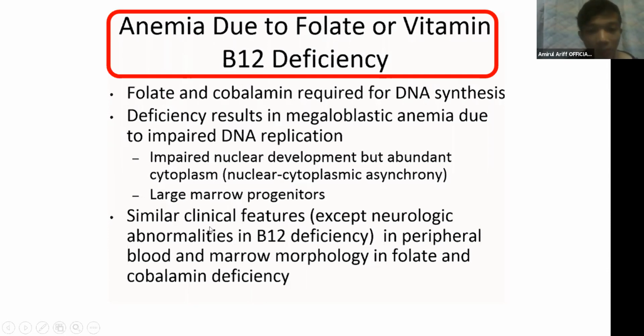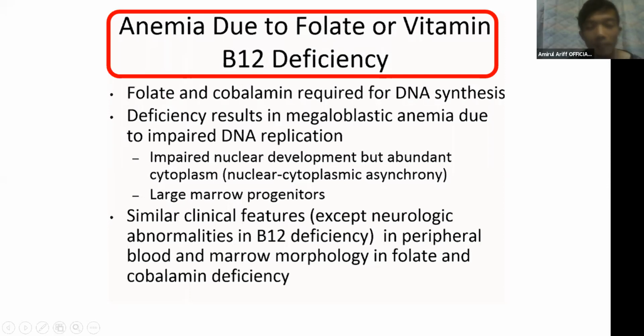Usually the clinical features of folate and vitamin B12 deficiency are similar, with similar features in peripheral blood and also marrow morphology in folate and cobalamin deficiency. Cobalamin is B12. Except in B12 deficiency, there are neurological abnormalities. So in physical examination, you might find the neurological abnormalities.